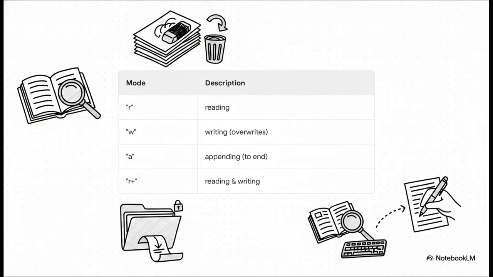Okay, when you open a file with the fopen function, you have to tell it what you want to do. That's the mode. You can see the common ones here. R is for reading, but the two you really need to drill into your brain for an exam are W for write and A for append. W will completely wipe the file clean before it starts writing. A is much nicer. It just adds your new stuff to the very end of the file. Mixing those two up can be a disaster.